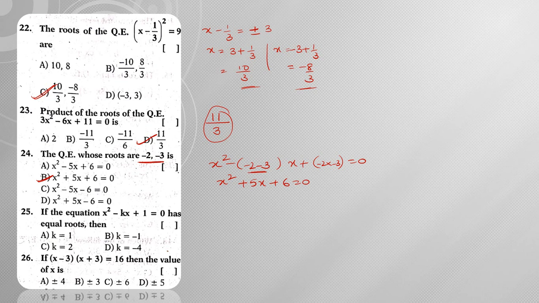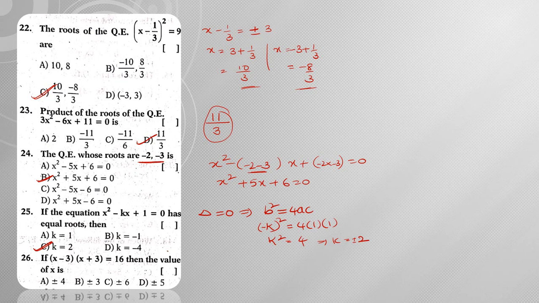Next, if the equation x square minus kx plus 1 is equal to 0 has equal roots. So whenever you say equal roots, so what we can say, delta is equal to 0, which is nothing but we can simply say b square is equal to 4ac. So what is b square? So b square is nothing but minus k whole square is equal to 4 times of 1 times of 1. So this gives me k square is equal to 4. From this k is equal to plus or minus 2. So you can consider plus or minus 2. Right. So here only plus 2 is given, hence answer is k is equal to 2.